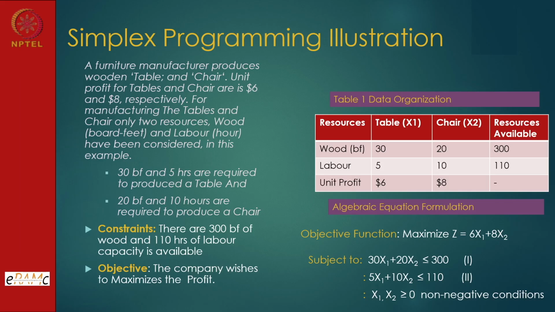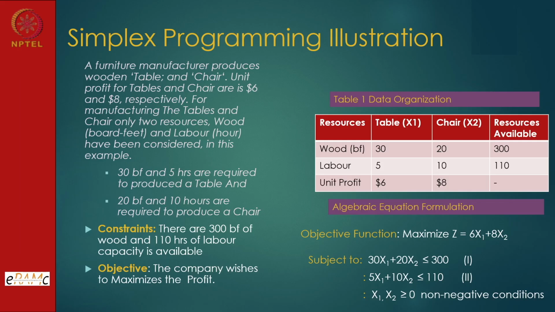A furniture manufacturer produces wooden tables and chairs. Okay. So it is a very simple example. The manufacturer, or a carpenter company, is producing tables and chairs. Unit profit for chair and table is 6 and 8 respectively. So the chair's profit is 6. If he sells 1 chair, he gets $6. If he sells one table, it is $8.